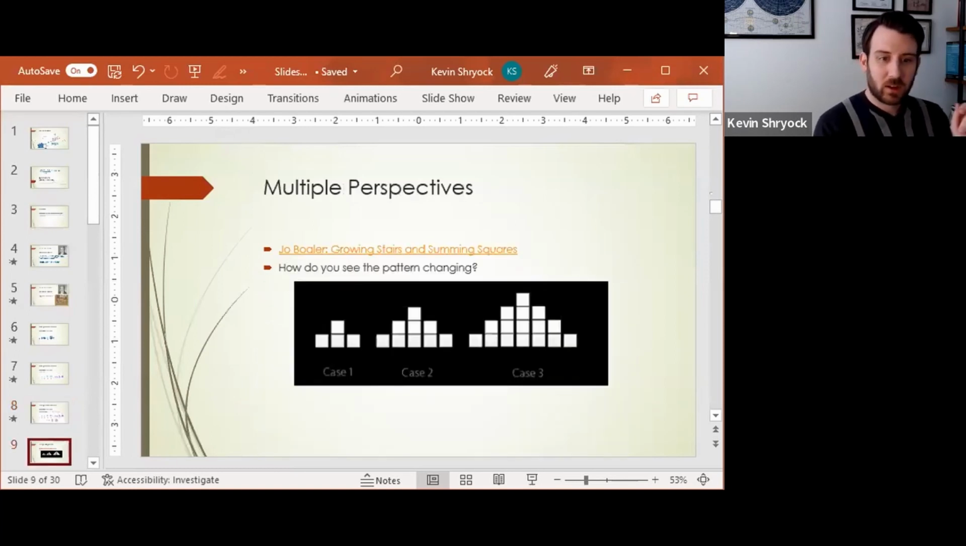Let's do a fun little thing here. Take a look at this shape, this progression, this pattern. Now you might see that there are more blocks in case 2 than case 1. And you might see there are more blocks in case 3 than case 2. Think to yourself for a moment, which blocks are the new ones?